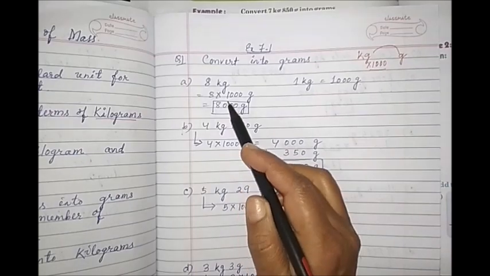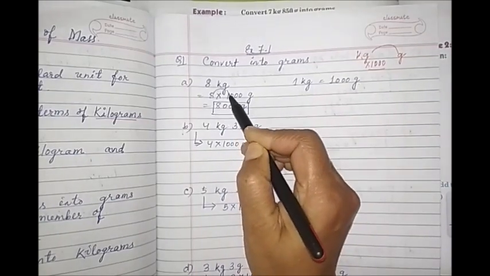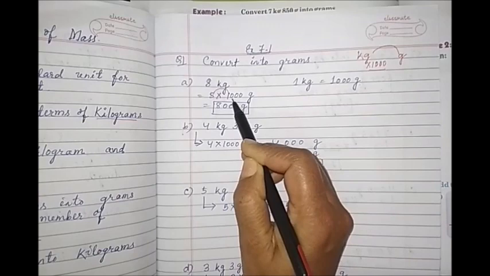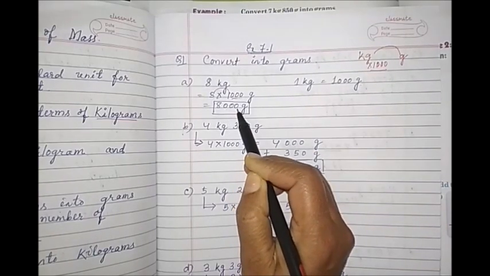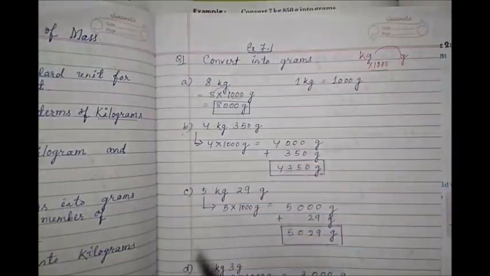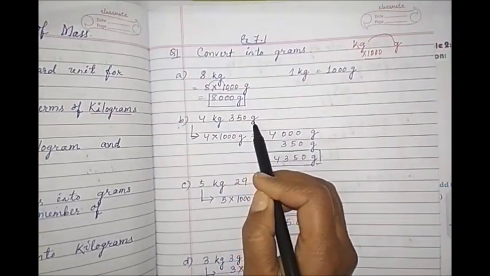8 ones are 8. So this is very simple. First you multiply, like 8 ones are 8. Then how many zeros are there? 3 zeros. You write them here. It is 8000 gram.